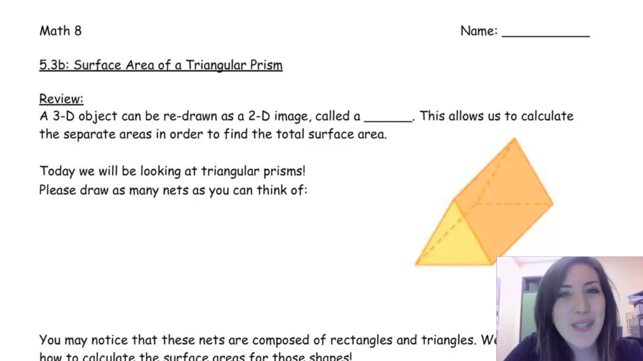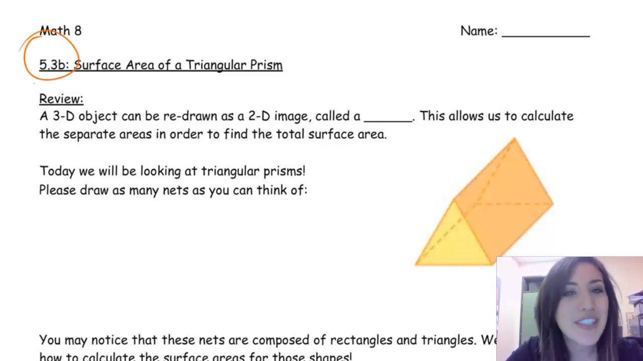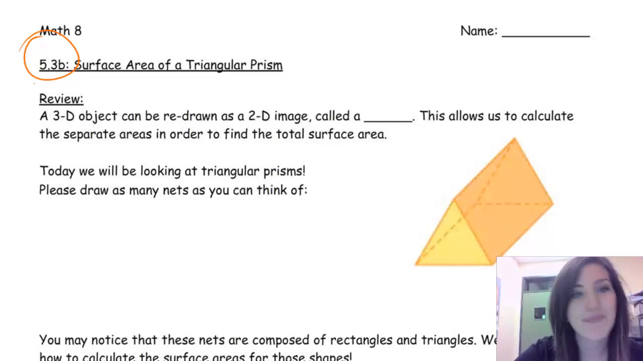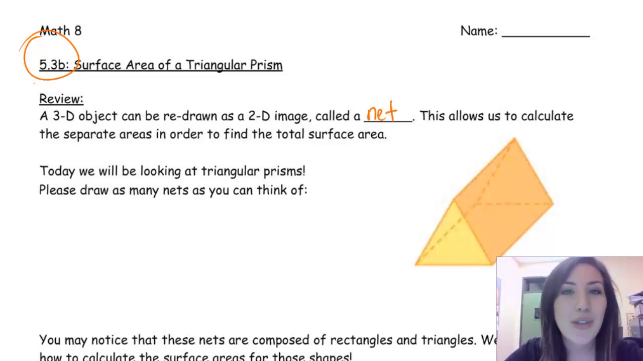Hi, I'm Mrs. Burns, and welcome to section 5.3b of our chapter 5 unit on surface area. Today we're going to look at how to calculate the surface area of a triangular prism. Remember that we can redraw a 3D image as a 2D image, which we call a net. This allows us to calculate all those different little areas in order to find the total surface area.